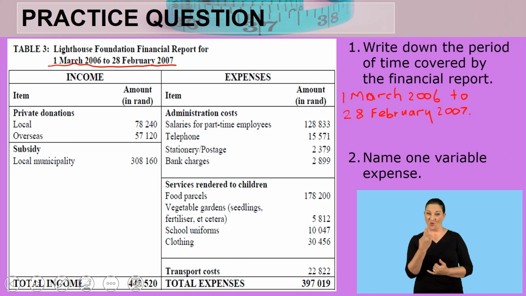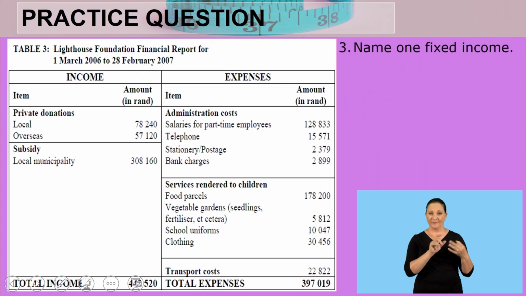Name one variable expense. So looking at the list, let's go with telephone. All right, nice work. Let's move along. So question 3, name one fixed income. So looking at the incomes, local municipality.